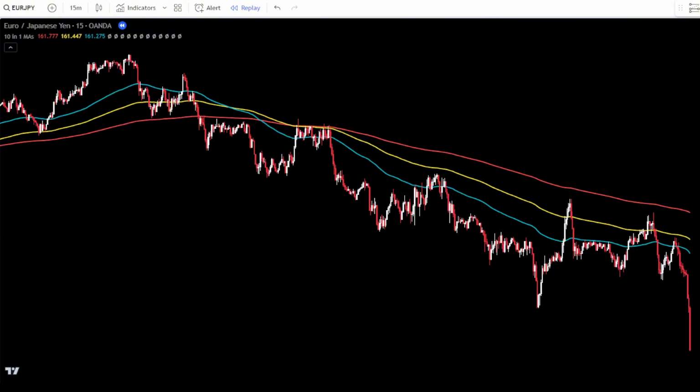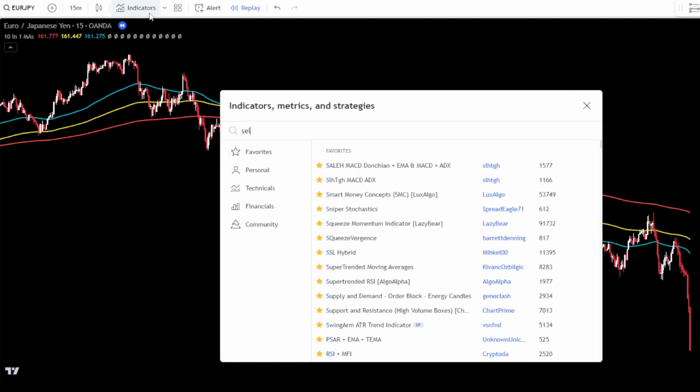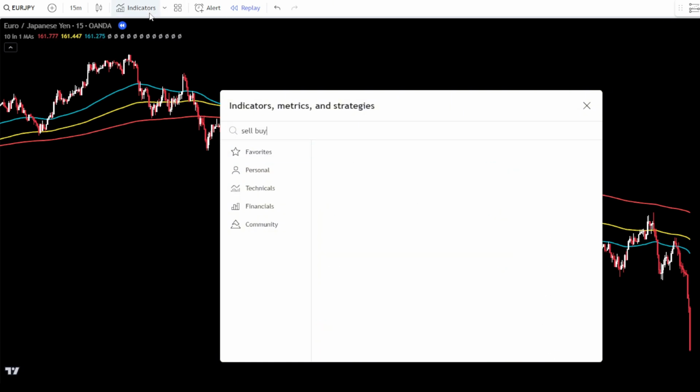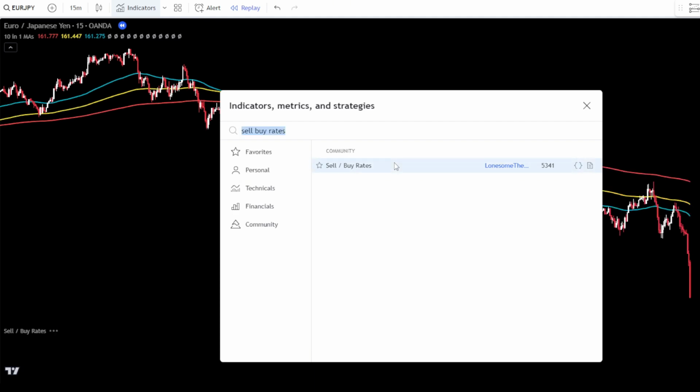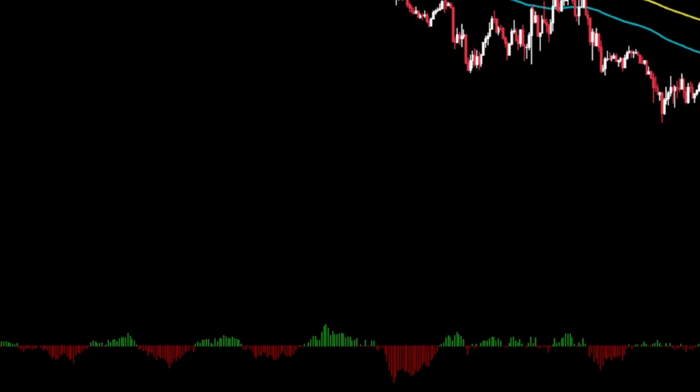Now, add the second indicator we will use as an entry trigger in the market. Go to the Indicator Search tab and type "Sell by Rates." Then, select the Sell by Rates indicator by Lonesome the Blue. This Sell by Rates indicator will be used as an entry trigger in the market.